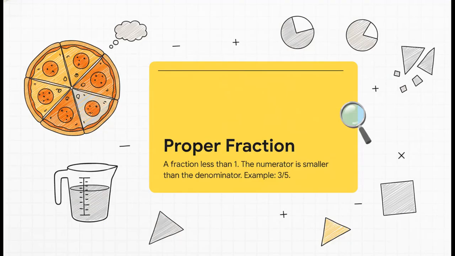First up, the proper fraction. This is probably the one that pops into your head first. It's just a piece of a whole, like 3 slices out of a 5-slice pizza. It's always less than 1.